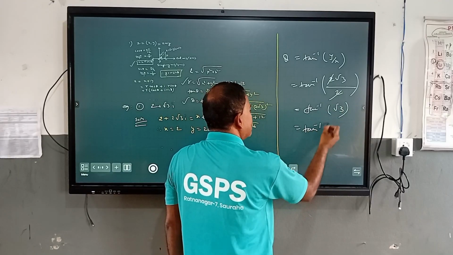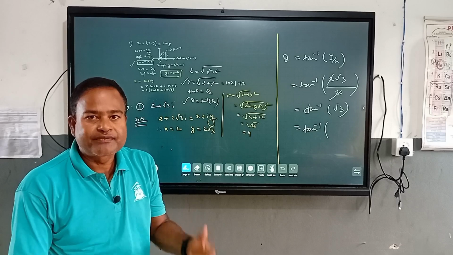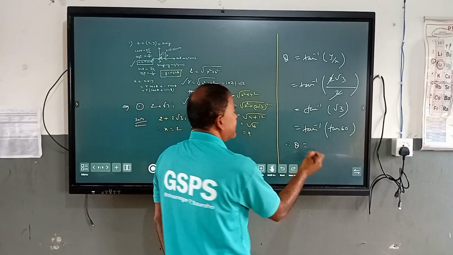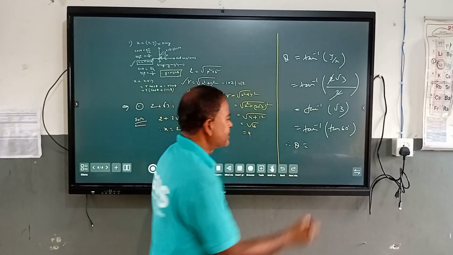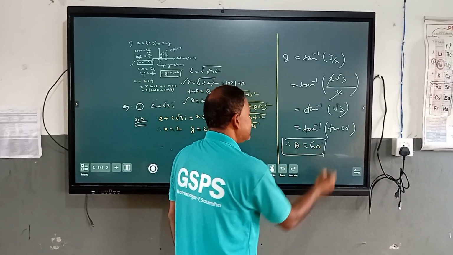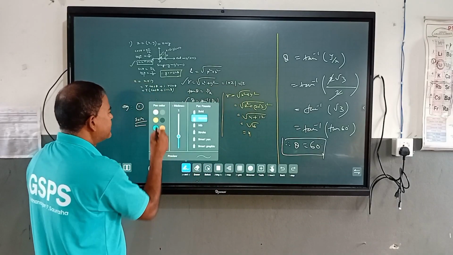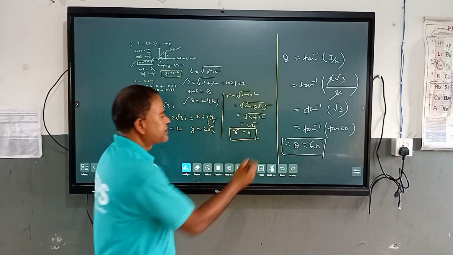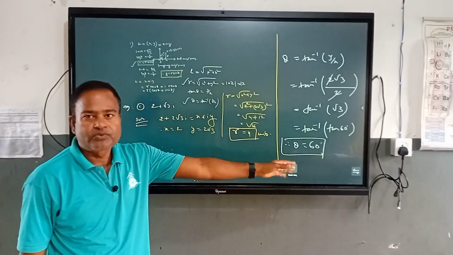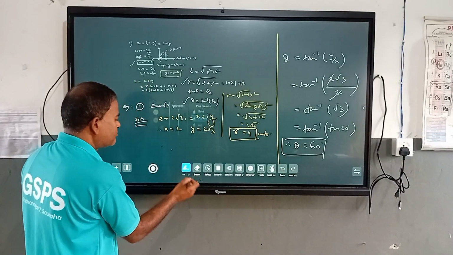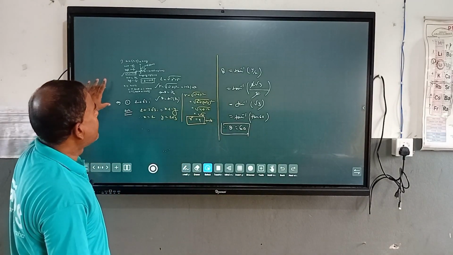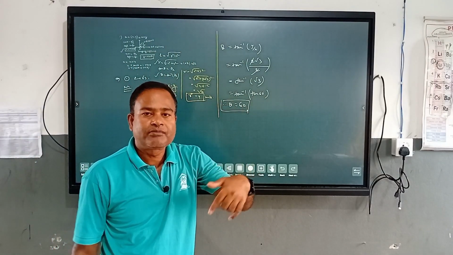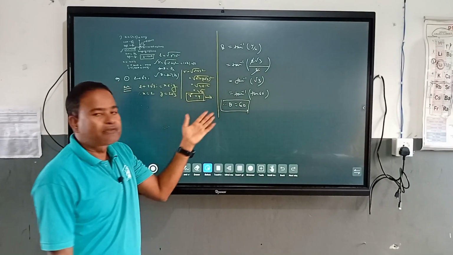Dear students, we know that root 3 is the value of tan 60 degree. Therefore, the value of theta equals 60 degree, which is the amplitude, or we can say the argument of the complex number. So dear students, here we have got the value of r, which equals 4 units, and theta, which equals 60 degree. So these two are the polar coordinates. So to convert x plus iy form into trigonometric form, we need to find the value of r and theta.